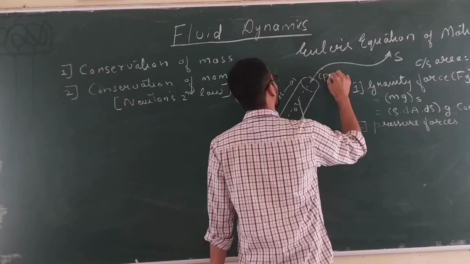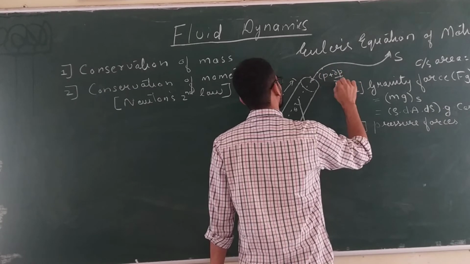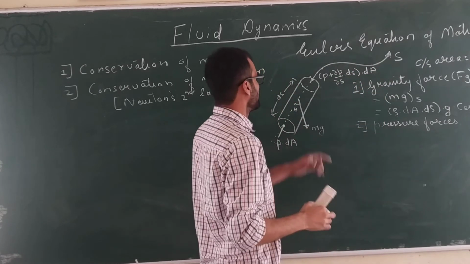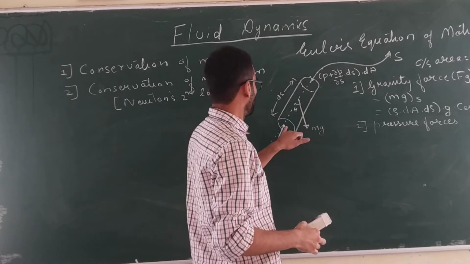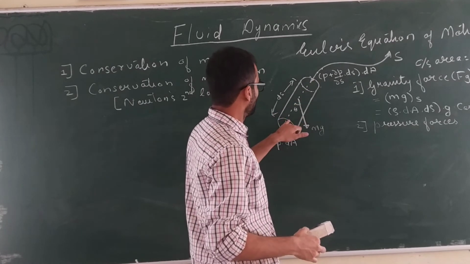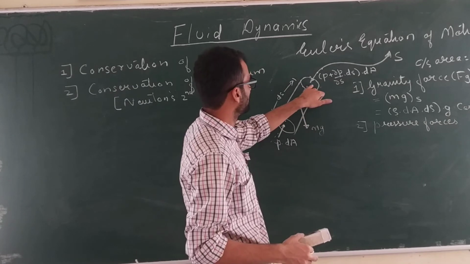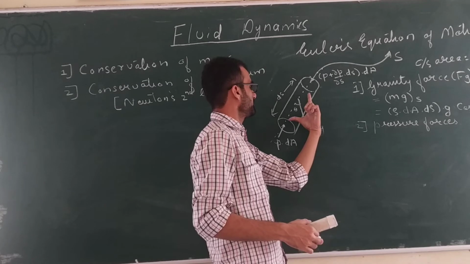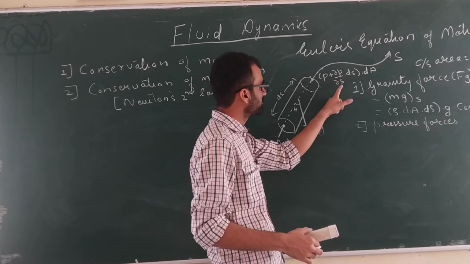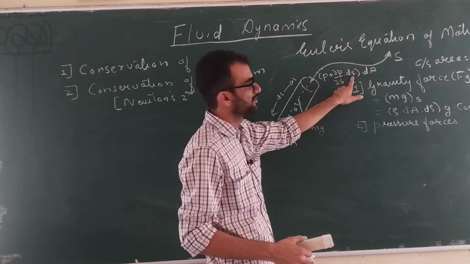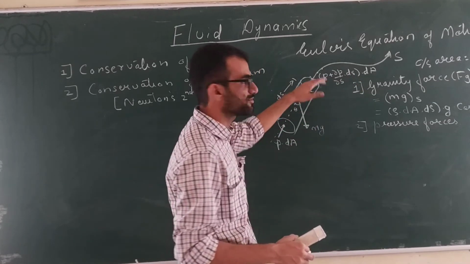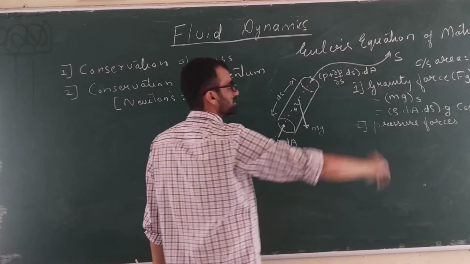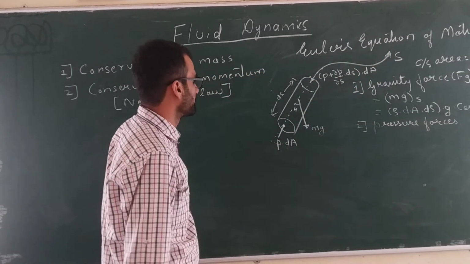It will be how much? P plus del P by del S into ds, multiplied by dA. Because here, how much will be the pressure here plus the total change in pressure along this ds, into dA. So what will be the total change in pressure along this ds? It will be the rate of change of pressure with ds multiplied by ds. So these are the forces acting on this cylindrical element along the streamline, along the s direction.